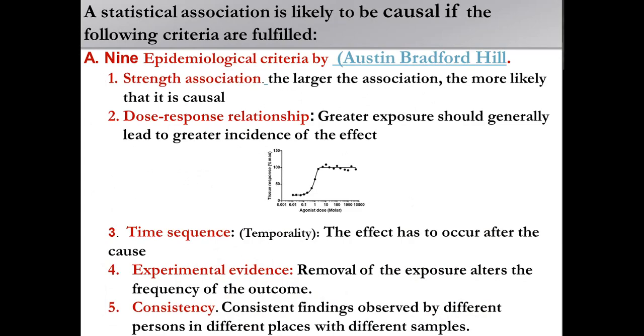And a statistical association is likely to be causal if the following criteria are fulfilled: the nine epidemiological criteria by Austin Bradford Hill. First of all, the strength of association. The larger the association, the more likely it is causal. Then the dose-dependent relationship. Greater exposure should generally lead to a greater incidence of the effect. For example, greater exposure to radiation means there is a high possibility of malignancy, especially skin malignancy. But in other cases, low exposure might end with disease, like low exposure to sunshine leading to rickets. But mostly greater exposure is a cause for a greater incidence of the effect.